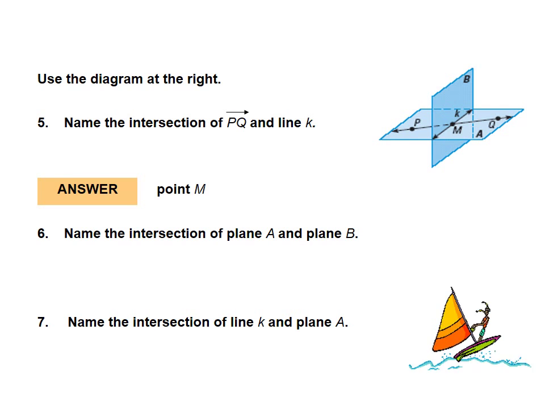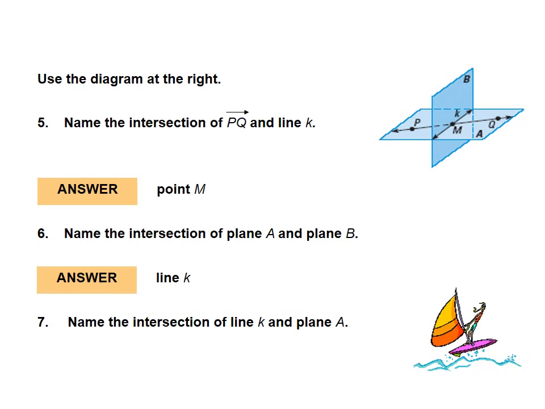Now name the intersection of plane A and plane B. It's line K. Line K, remember, is on both of them. That's why we could never name those two planes by any points on that line.